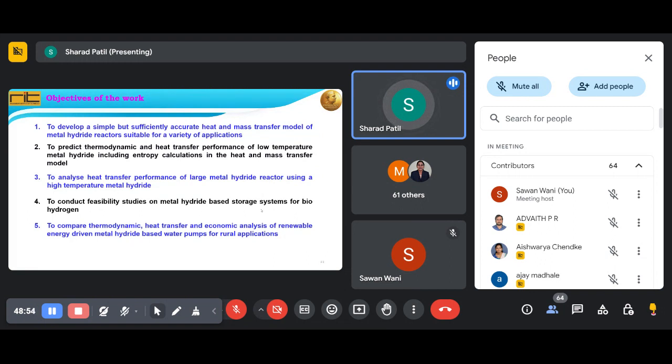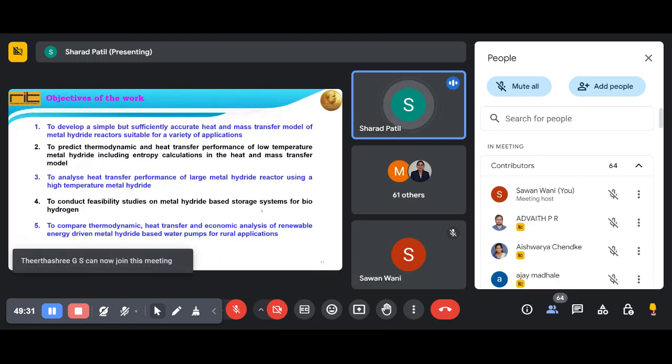These are the objectives based on this work. How are the objectives decided? The first is to develop a simple but sufficiently accurate heat and mass transfer model of a metal hydride reactor suitable for a variety of applications. Here I am going to make the heat transfer model for a generalized application, not a particular application, so it can be used for a variety of applications. Then, using this model, to predict the thermodynamic and heat transfer performance of low temperature metal hydrides, including entropy calculations in the heat and mass transfer models.